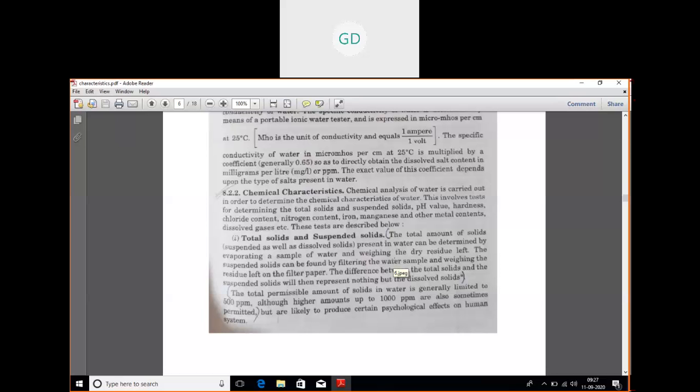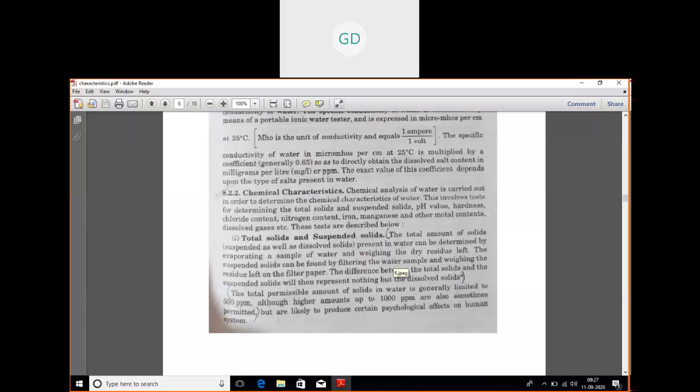Then again we have a formula. If you subtract W3 minus W2, you will get your suspended solids. In this way we can find the total solids and the suspended solids.